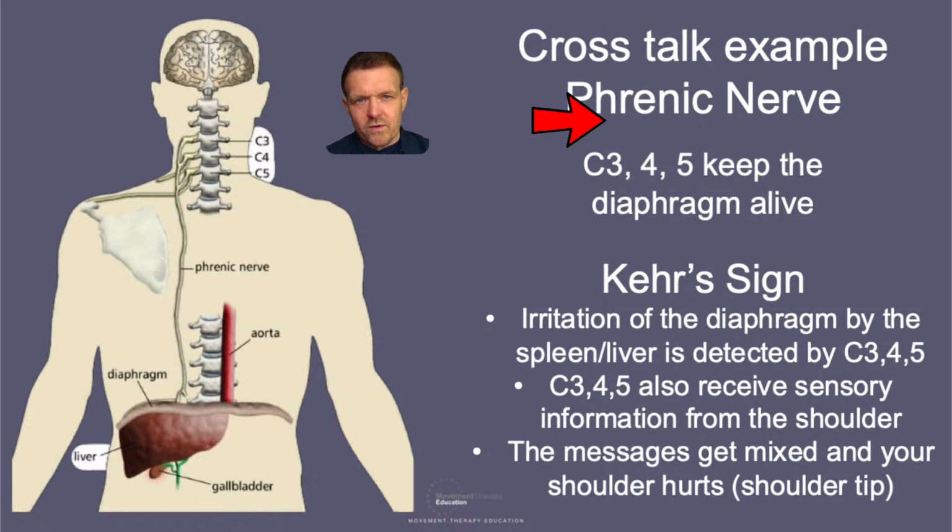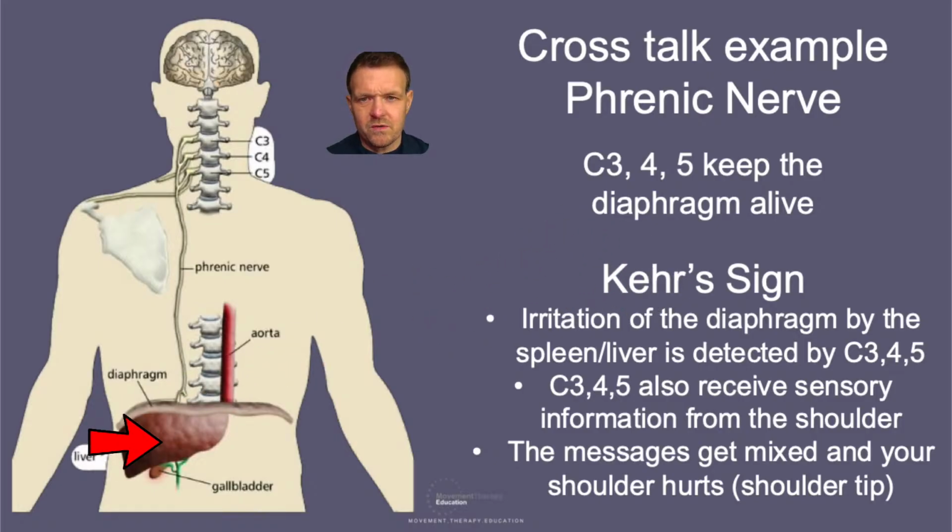We've got this nerve called the phrenic nerve, and the phrenic nerve is from C3, 4, 5. The little rhyme is C3, 4, 5 keeps the diaphragm alive. What C3, 4, 5 does is it innervates your diaphragm. So it's the switch for your breathing. It happens automatically. You don't need to think about it. It's an automatic function, and it should just happily contract and relax, day to day. The problem, though, is something called Kehr's sign.